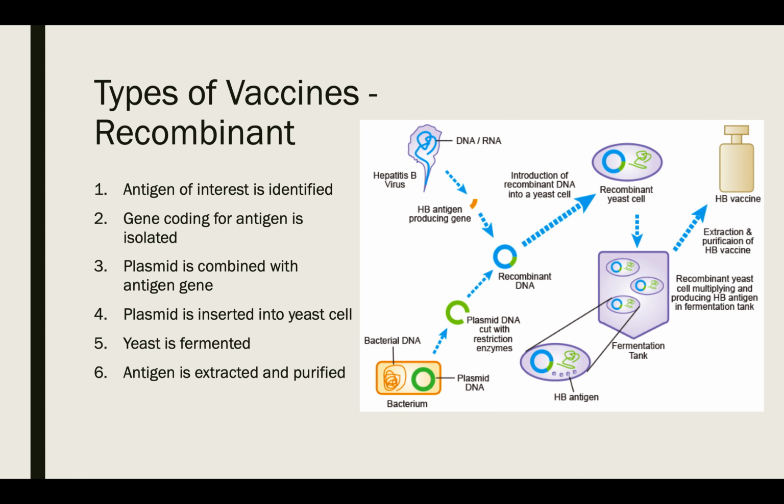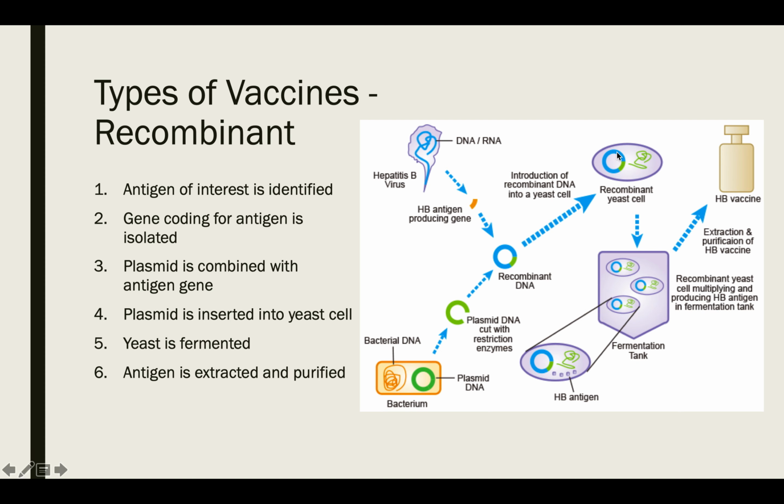So this is how a recombinant vaccine would be made if we were using yeast. They're not injecting yeast into the body, but they're using yeast to make the protein for us. So what happens here is, again, that antigen of interest is identified. The gene coding for that antigen is isolated. The plasmid is combined with that antigen gene. So you have here recombinant DNA. They call it recombinant. It's just combining it.